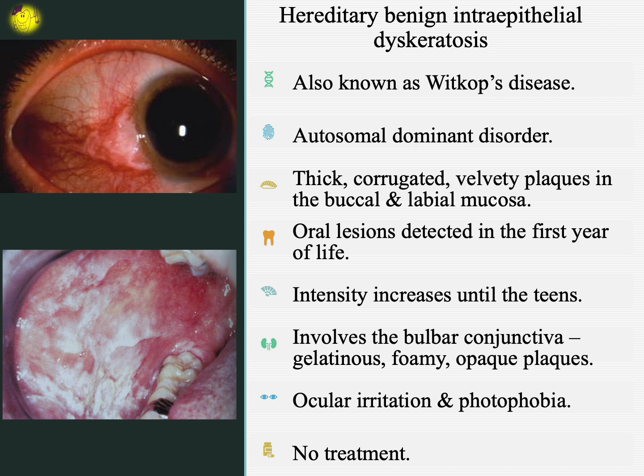These kinds of oral lesions tend to appear in the first year of life, and keep increasing in intensity until the teens. On the eyes, there is involvement of the bulbar conjunctiva with gelatinous foamy opaque plaques, as shown in this first picture here. These patients tend to have ocular irritation and photophobia. Oral lesions do not require treatment per se, but the ocular lesions require referral to the ophthalmologist.